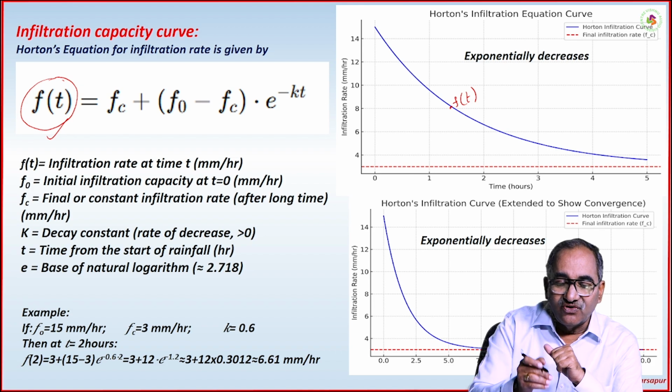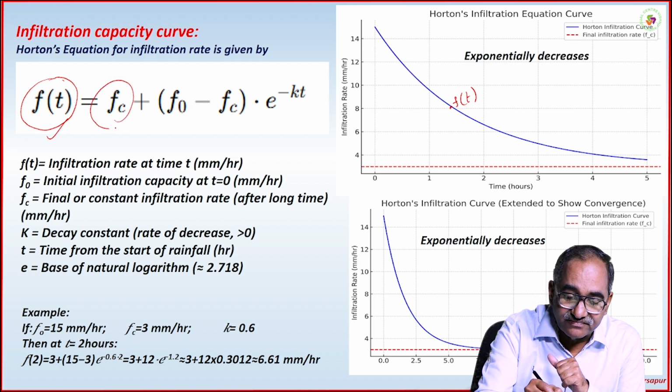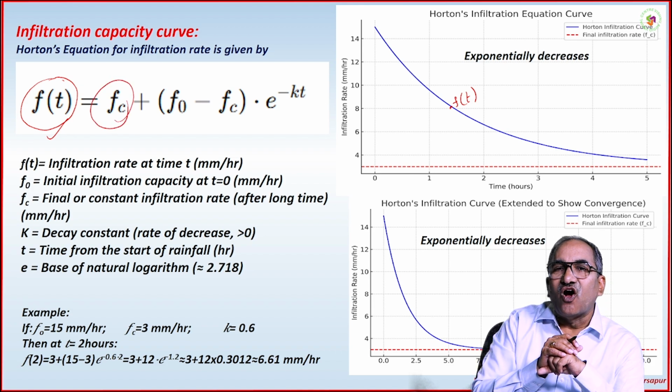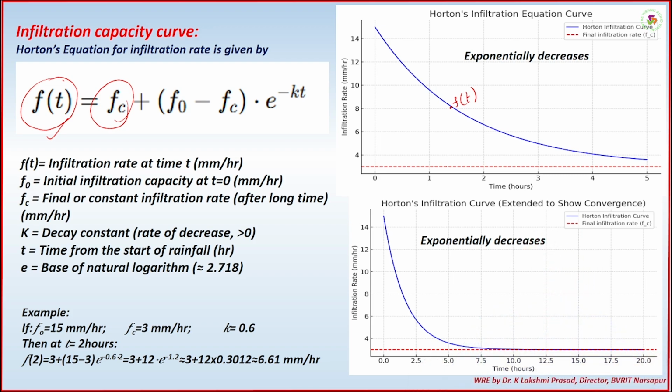In that, this is Fc. What is Fc? It is the constant infiltration rate. That means initially the infiltration rate is very high, but after some time it becomes constant. So this value is what we call Fc. Fc means constant rate of infiltration, or the steady state infiltration rate.